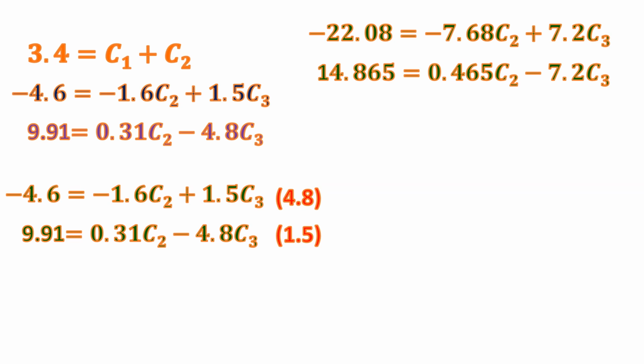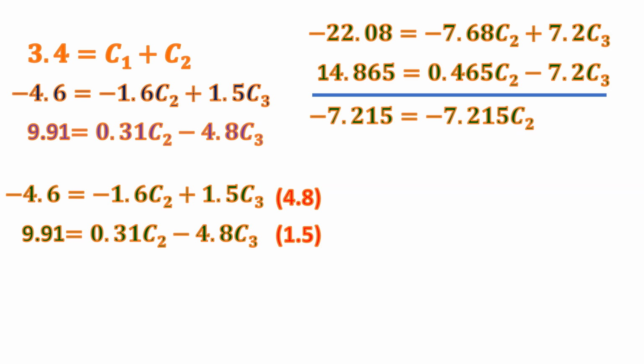So that it's gonna be gone. So let's combine. It will result in negative 7.215 equals negative 7.215 c sub 2. And so it's amazing that we have decimals, and then we'll come up with the same number, the same decimal. So if you divide both sides by negative 7.215, you'll get 1. So c sub 2 equals 1.